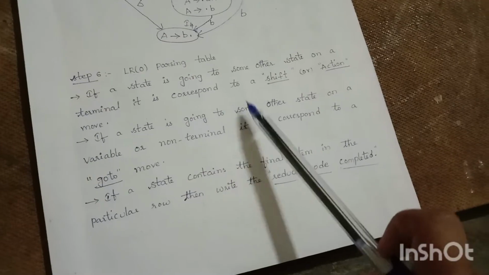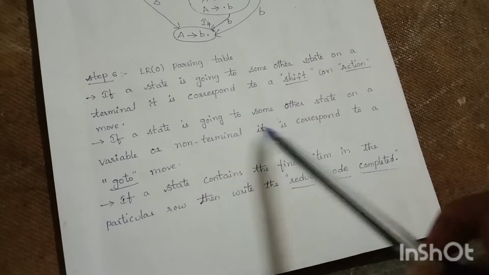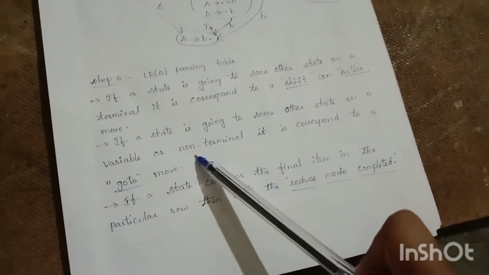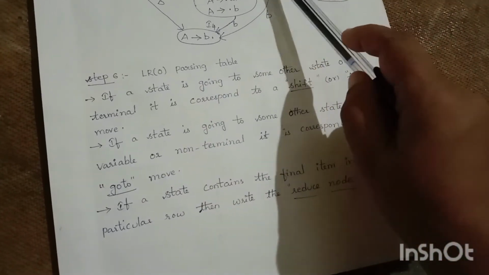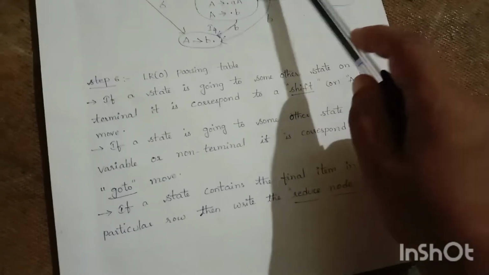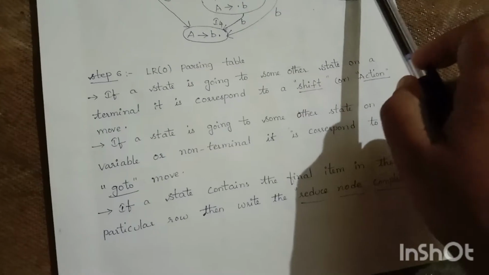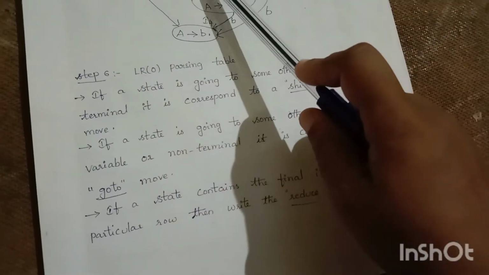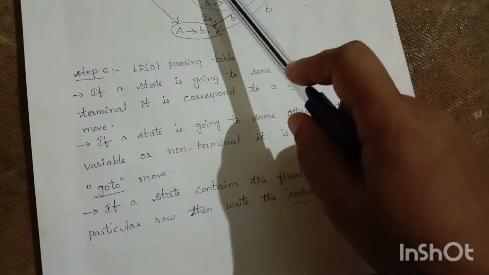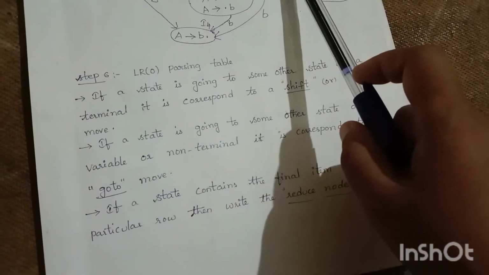If a state is going to some other state on a variable or a non-terminal, it corresponds to goto. These are the non-terminals, capital letters, that is uppercase letters. On a non-terminal, if it is shifting, it is called goto. On terminals, if it is shifting, it is called shift or action. On non-terminals, if we are moving, it is called goto.